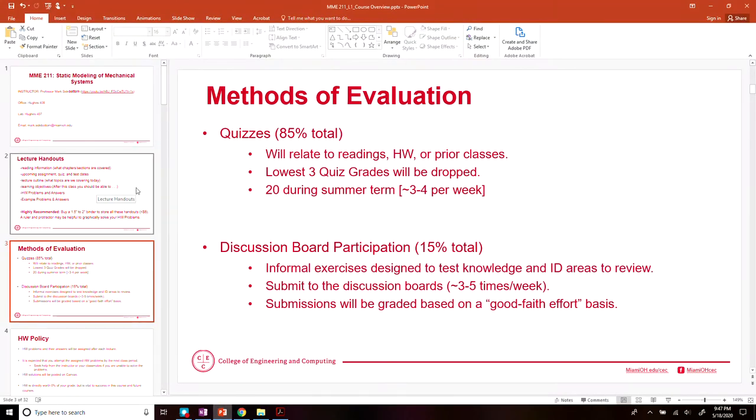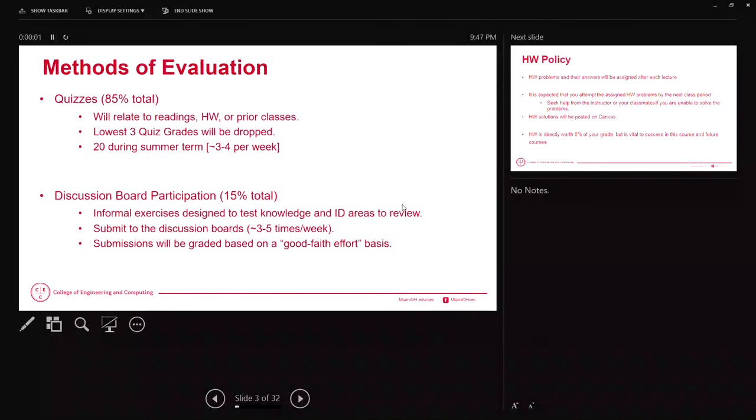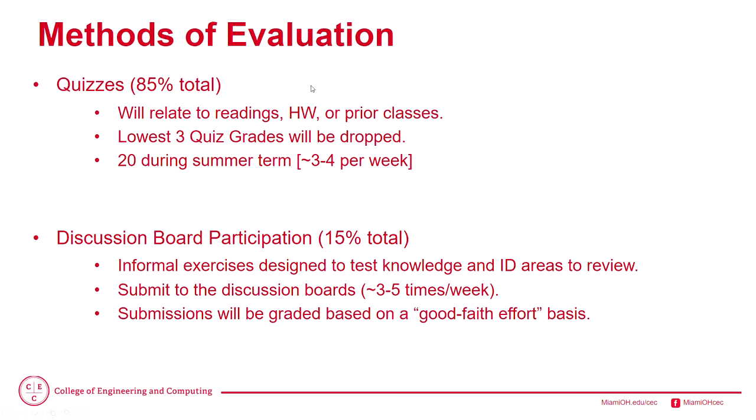Going back to the PowerPoint for this class, there should be two methods of evaluation. The first is quizzes, which will be 85% of the total. There should be 20 during the summer term, so there will be 3 to 4 quizzes per week. They will typically give you around 30 to 45 minutes to do a quiz, and your lowest 3 quizzes will be dropped. The quizzes will be based off of the homework and class videos.